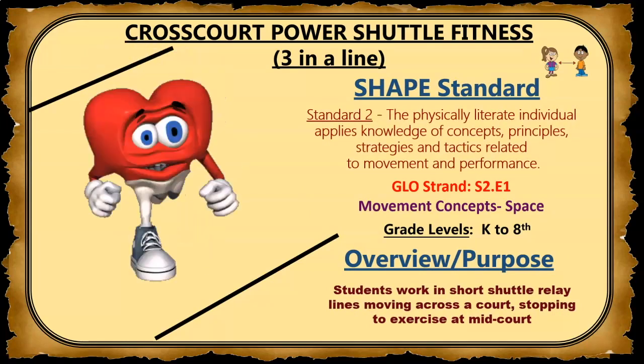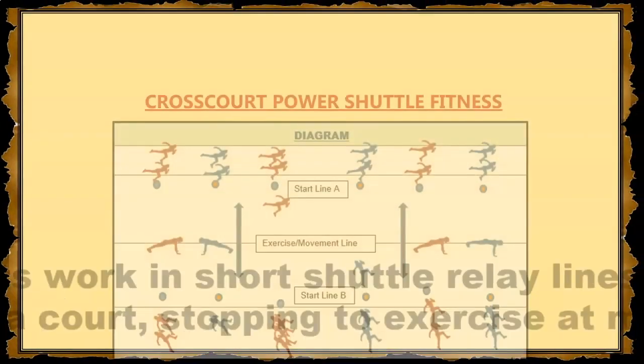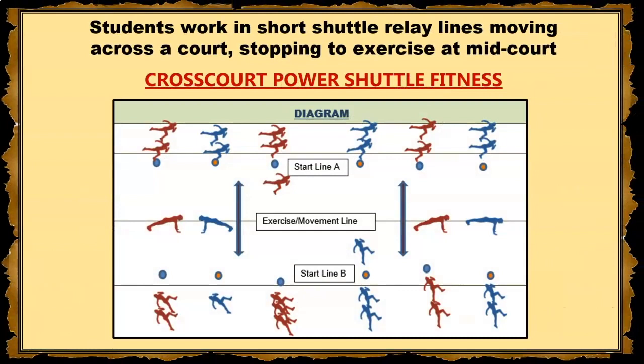Students are moving across. You'll see the visual right here of students moving across from sideline to sideline with a center line in the middle that they do an exercise. The students on the outside can be doing balances, static stretches, dynamic stretches, and the ones moving in, back and forth. We stop every once in a while and tell them a different type of locomotor move to do. It's a great thing. You can change it up.